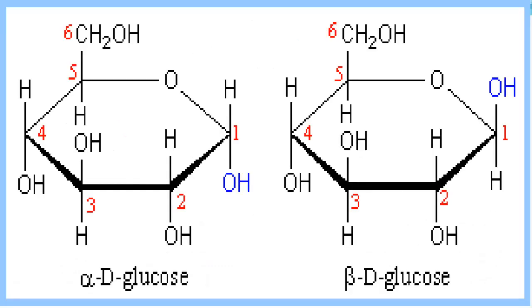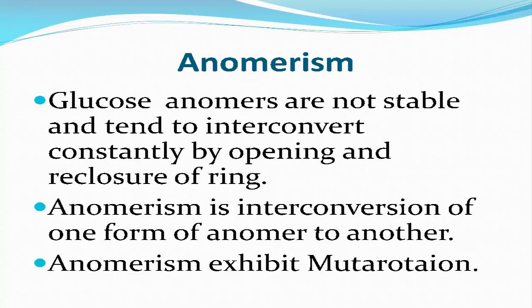Next, in this structure, again, this is the ring structure. The carbon number 1, we can see, has now entered into the ring and become an asymmetric carbon. Now if OH is below the plane, then it is alpha glucose, and if the OH is above the plane, then it is known as beta glucose. So what is anomerism? This kind of isomerism is known as anomerism.